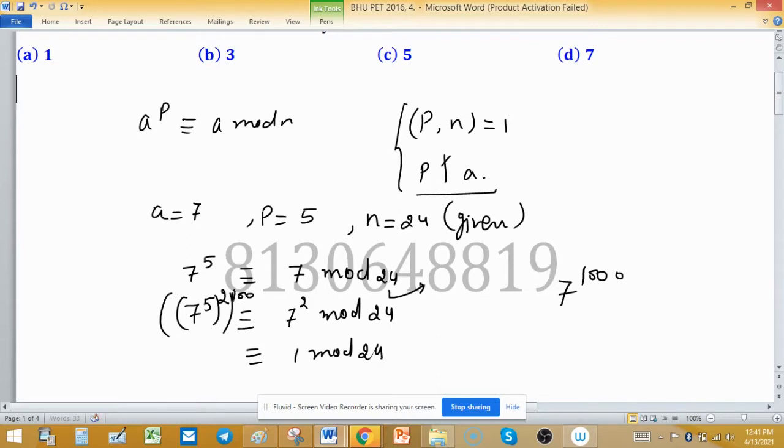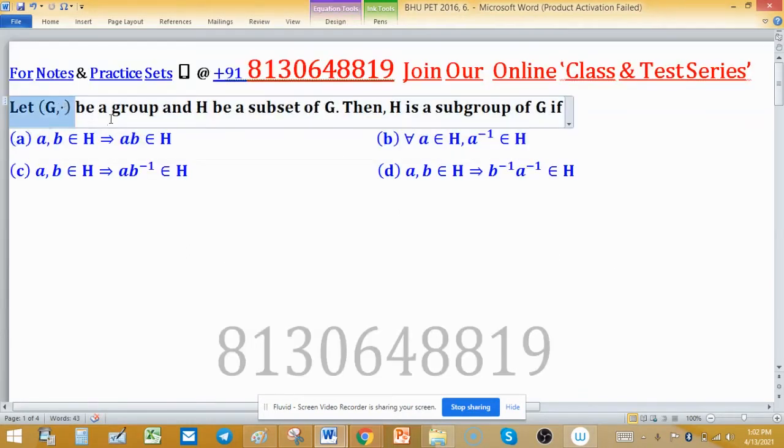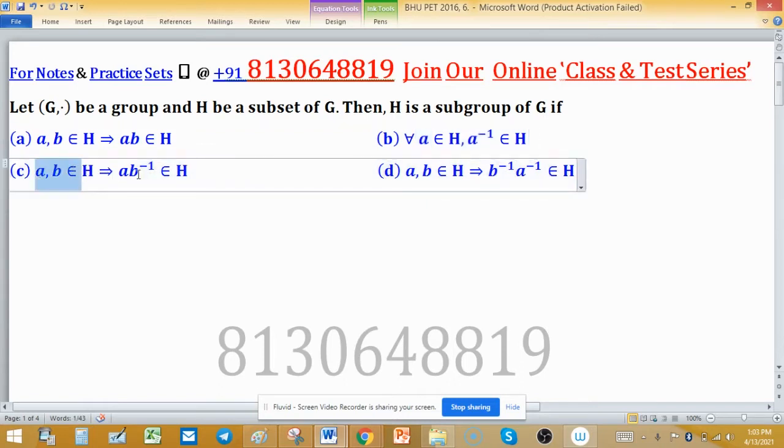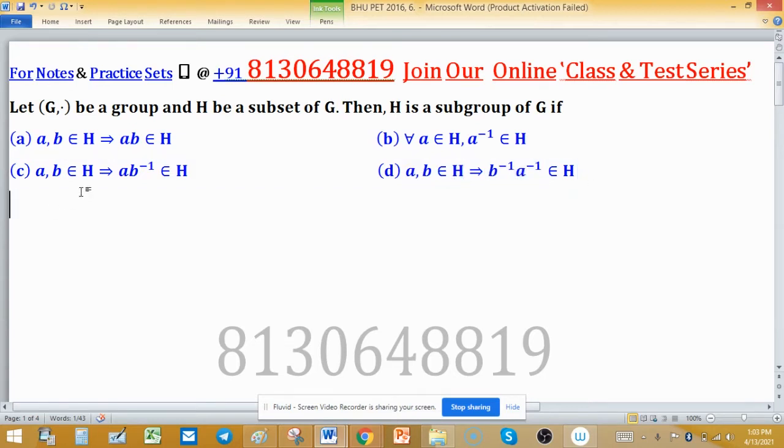So make it 100 here. Let (G, ·) be a group and H be a subset of G. Then H is a subgroup of G if: A, if a and b are two elements of H, then ab belongs to H; B, for all a belonging to H, a inverse also belongs to H; C, if ab belong to H, then ab inverse belongs to H; and in option D, if ab is in H, then b inverse a inverse is in H. After seeing the options, you can directly tick the answer C.